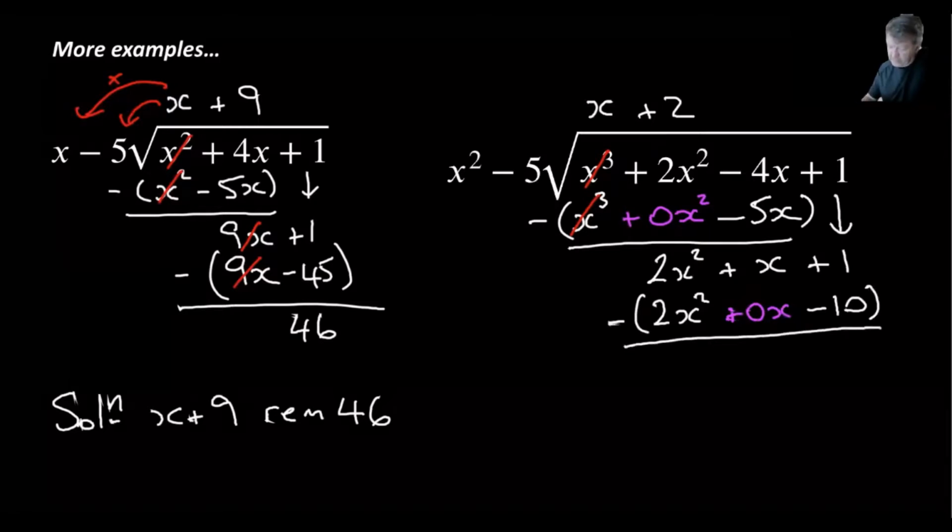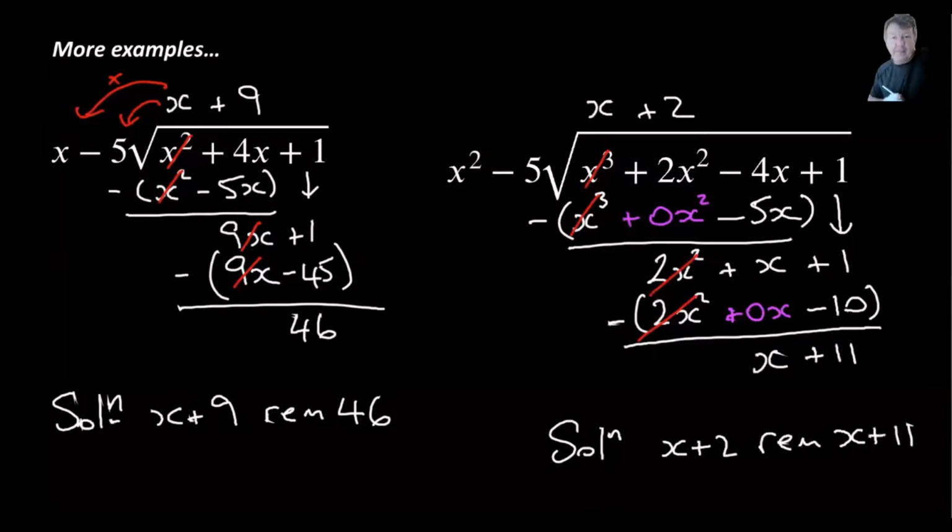What have we got left? 2x squared minus 2x squared disappears. X minus 0x, so we're left with an x there, aren't we, this time? 1 minus negative, so plus, so 1 plus 10 is plus 11. So we've still got a remainder. Can we go any further? Check. Does x squared go into x? No, it doesn't. So that is our remainder down the bottom. Solution. X plus 2, remainder x plus 11.